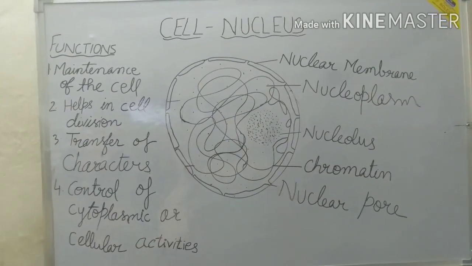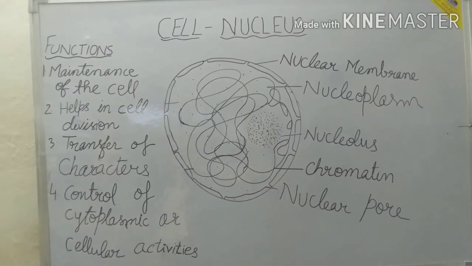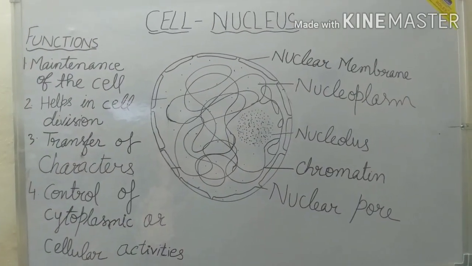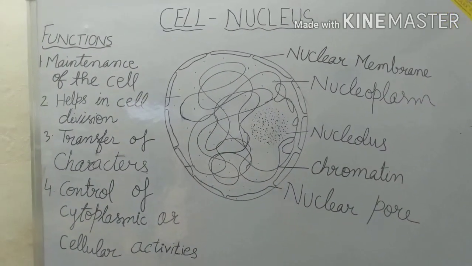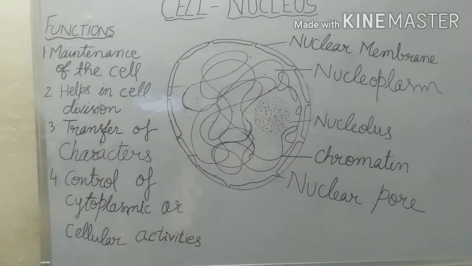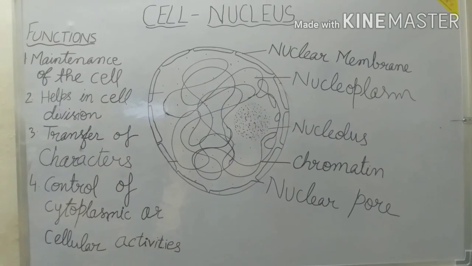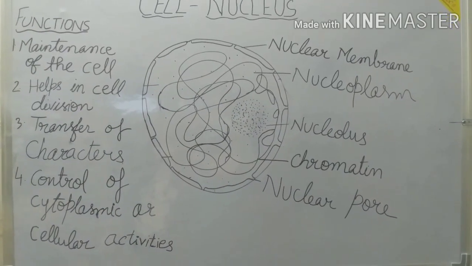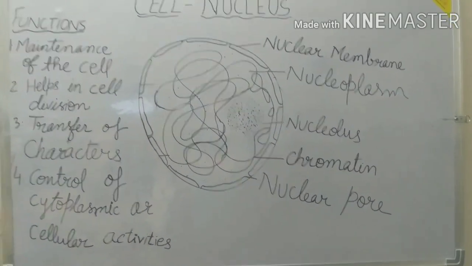Now we will discuss the functions of the nucleus. The nucleus is known as the brain of the cell. Why is it so? Because just as our brain controls all our body activities, in the same way the nucleus controls all the activities of the cell. So it is known as the brain of the cell.